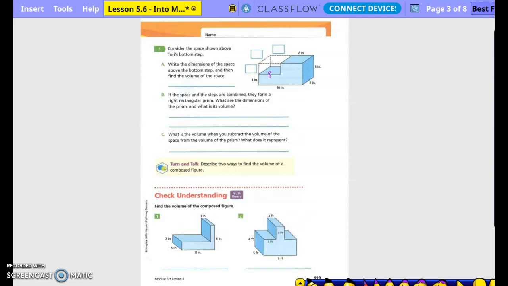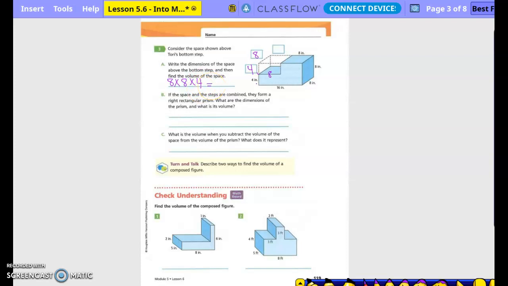Four. Because you have 8 here and you took out 4, so you would be left with 4. And then what is the width of that whole thing? It's the same thing as this, so 8, right? So write the dimensions of the space. So we would do 8 times 8 times 4, right?